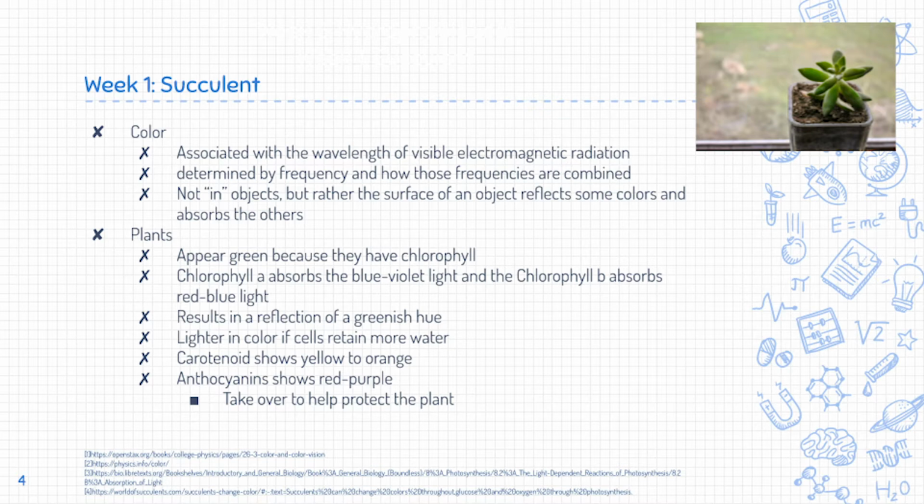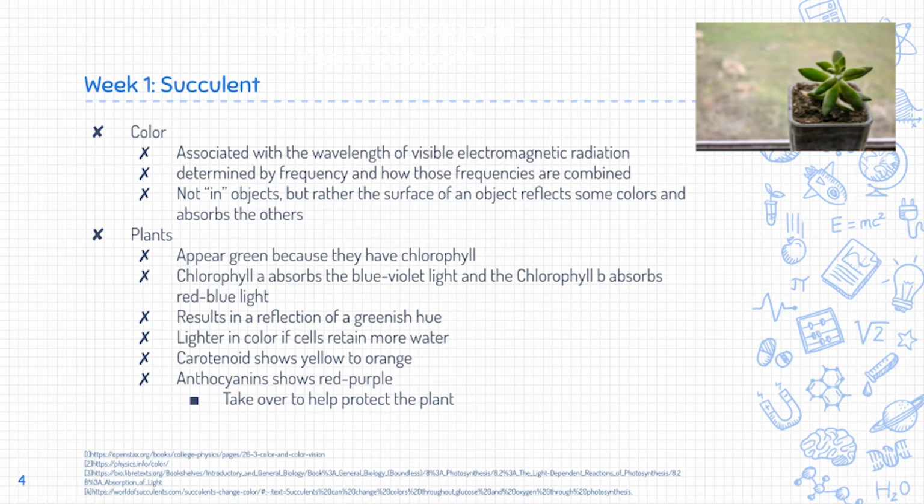We all learned when we were younger that plants appear green because they have chlorophyll. This pigment is what allows plants to convert energy into food. What isn't well known is that there are 6 different types of chlorophyll: A, B, C1, C2, D, and F. Plants are green because chlorophyll A absorbs the blue-violet light, and chlorophyll B absorbs red-blue light. This results in a reflection of a greenish hue.